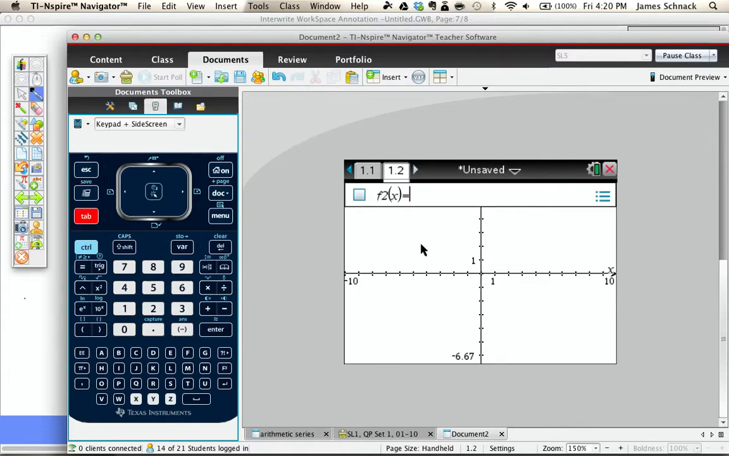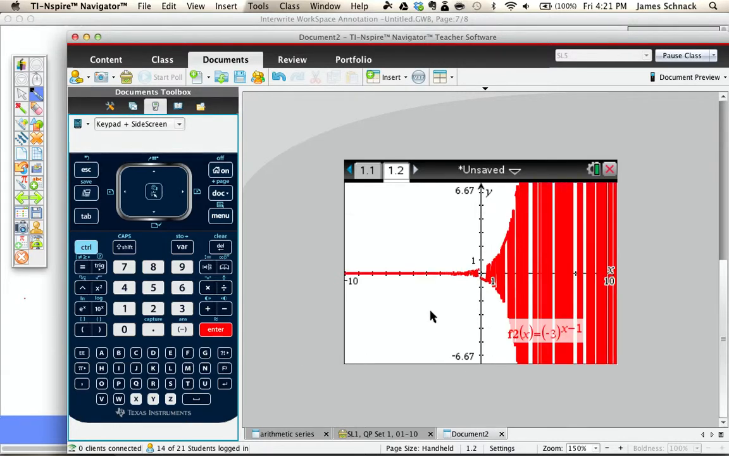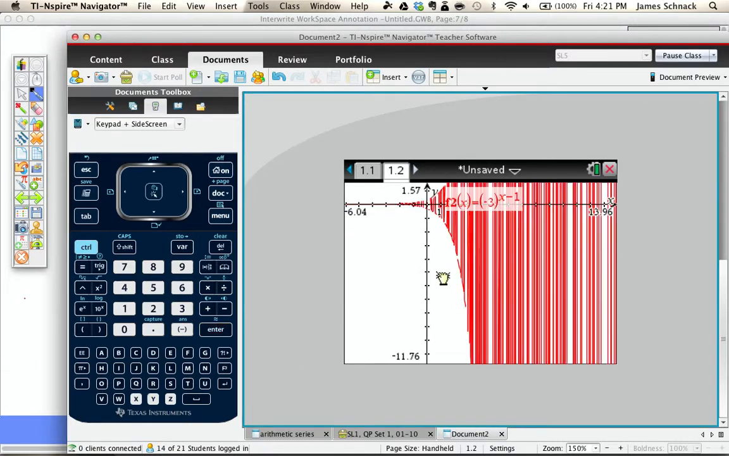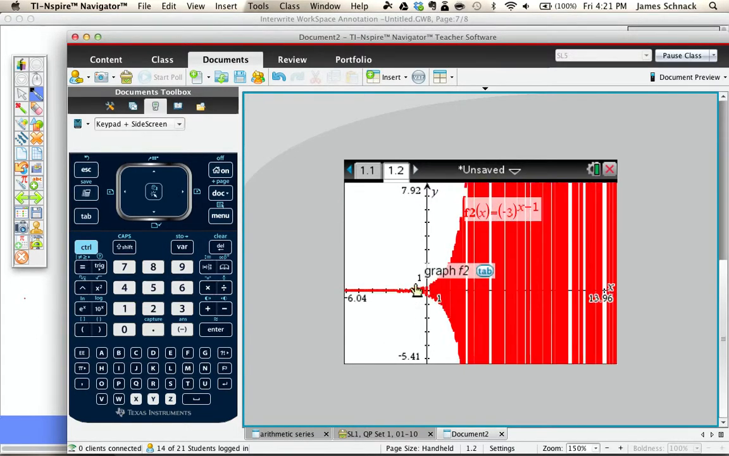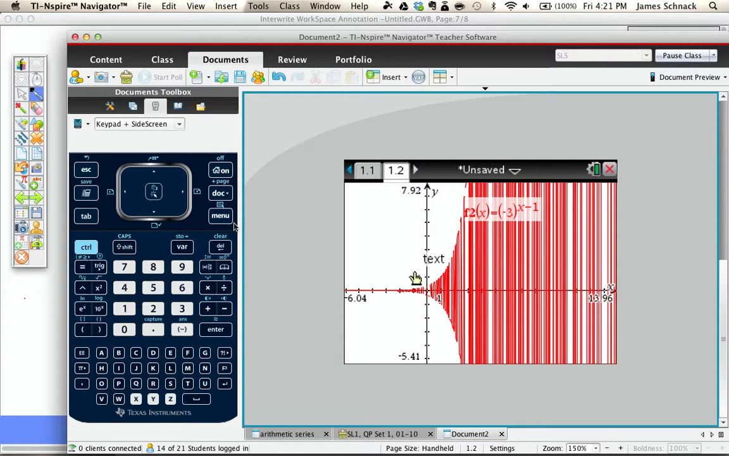I'm going to press tab, graph F2. It was -3 in parentheses, raised to the x minus 1. Remember, it's x in the calculator, not n. Boom! There we go. Holy buckets, that's scary. What's going on? Well, what's happening is the terms are going plus, minus, plus, minus. So instead of looking at the graph and being scared by all this stuff, the calculator is just playing connect the dots.